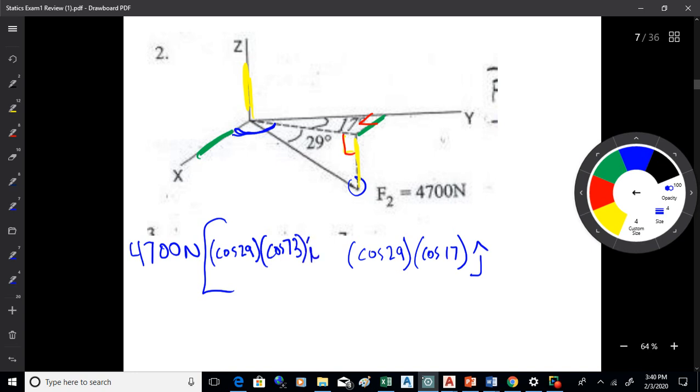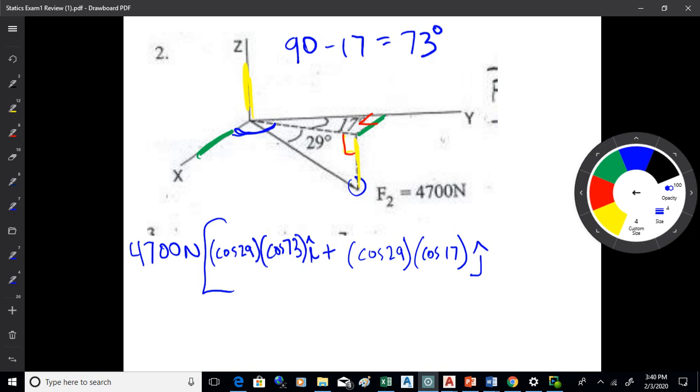That will be the I component. And what I'm doing there, I'm taking the 90-degree angle between the x and y axes. I've already used up 17, so what's left over is 73.